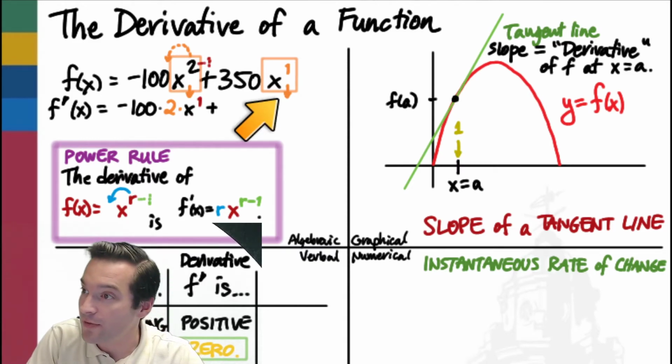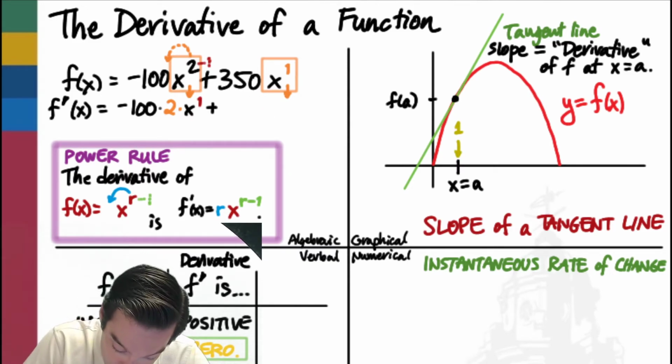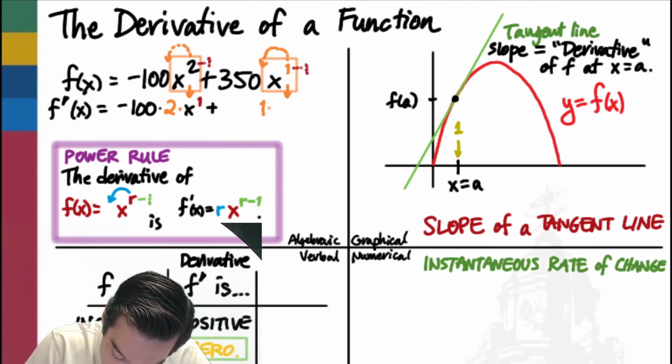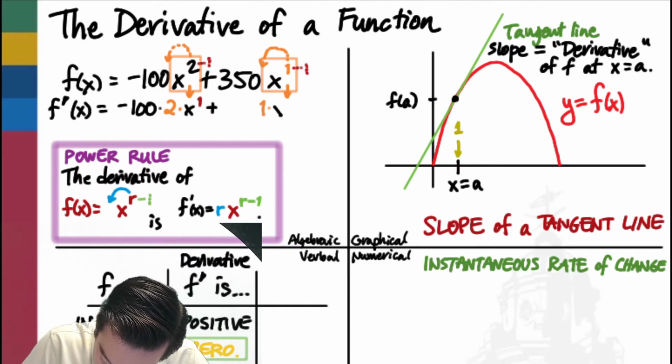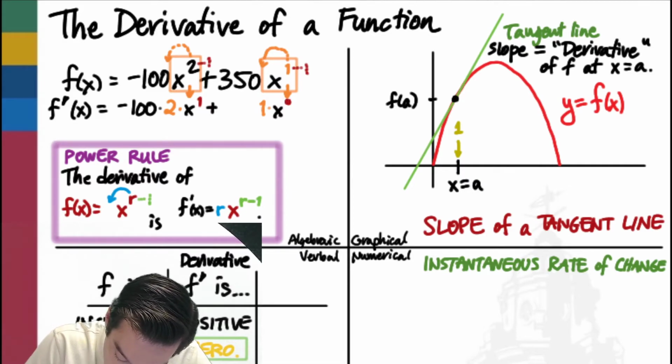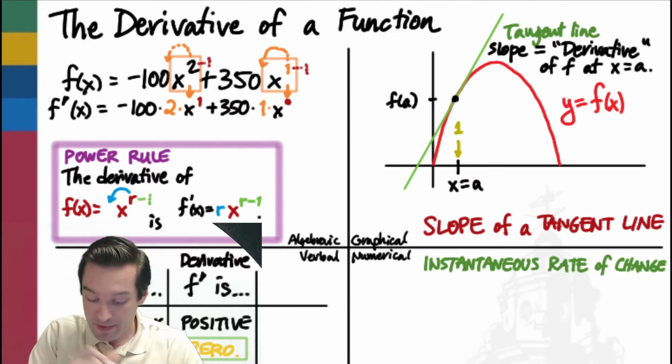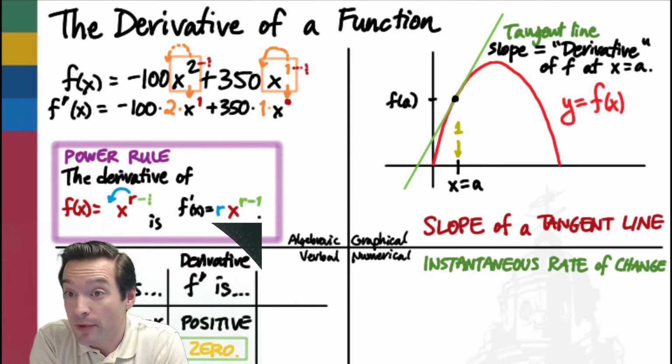Then I'll do the same thing for the second building block, x to the power 1. We would start by bringing the exponent of 1 and multiplying it out in the front, 1 times, and then decreasing that exponent by 1, so that my new exponent is x to the power 0. And then I'll have my 350 out in the front of that. So there is an application of the power rule.